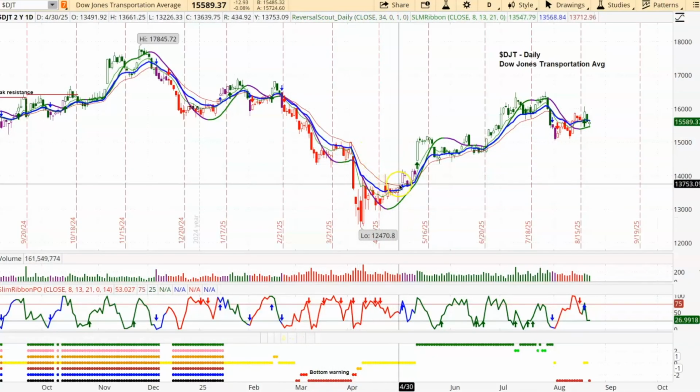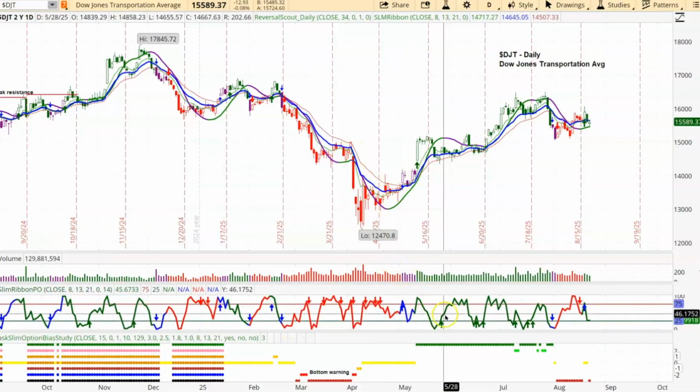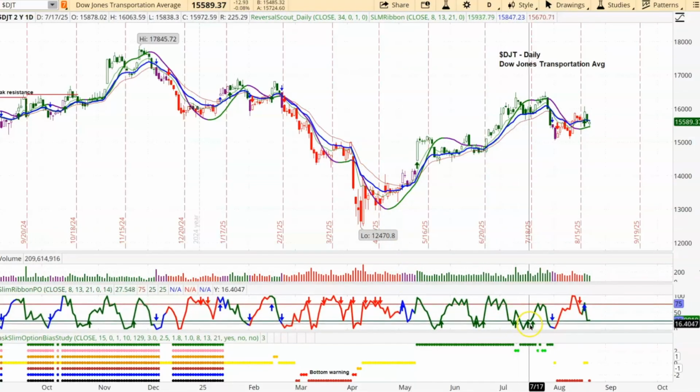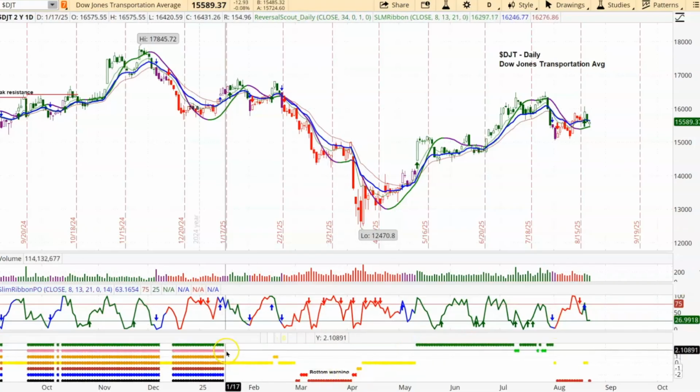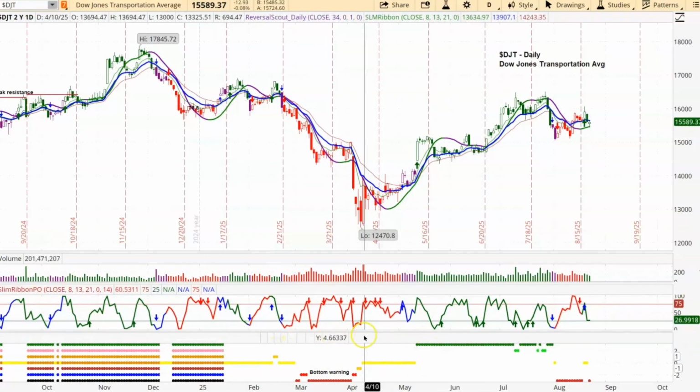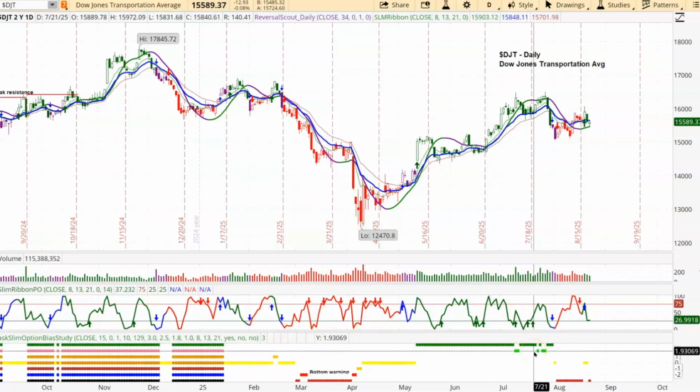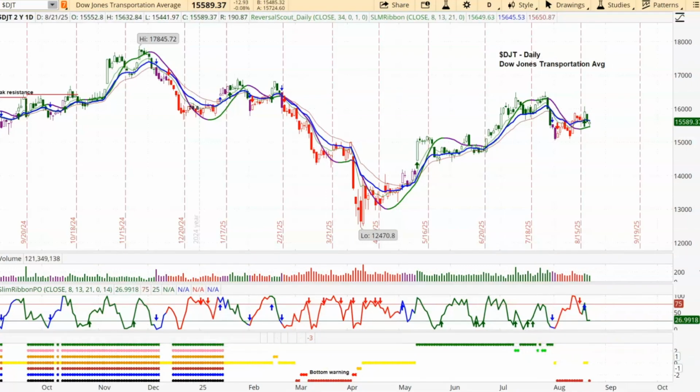We also have the slim ribbon. We have the slim ribbon PO on the bottom, which just has great information, and I'll give you some examples of that as we move forward in here. And on the bottom right over here, which only has a look back period of 6 months, is the option bias study, which essentially tells you if you had option positions on, what direction you want to bias them.